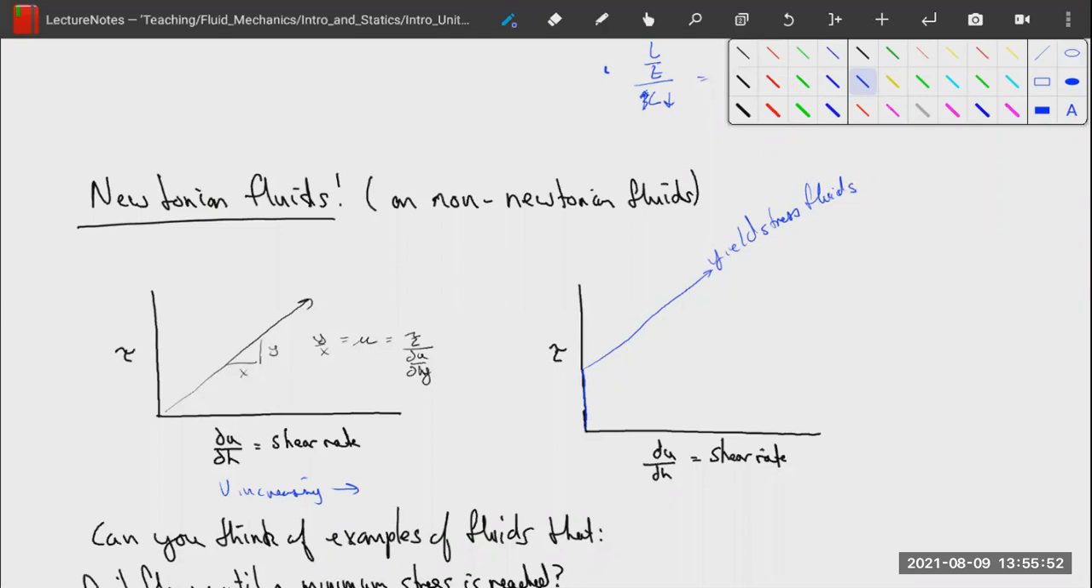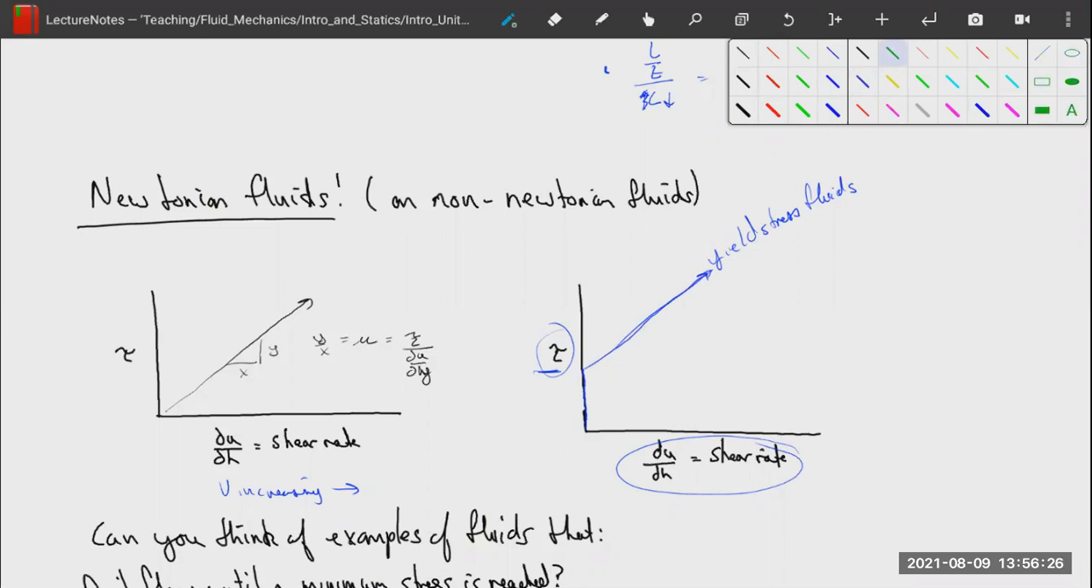A good example of this is ketchup, right? Ketchup will stay in a bottle. We're not talking about squeeze bottles here. I'm talking about the old school glass ones. It will stay in a bottle until you hit it. And if you hit it, that produces high enough shear rates, high enough shear stress, to allow the fluid to flow, and then suddenly it starts flowing like a Newtonian fluid.